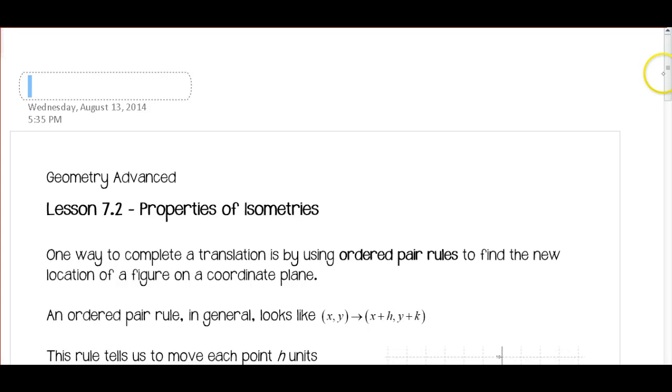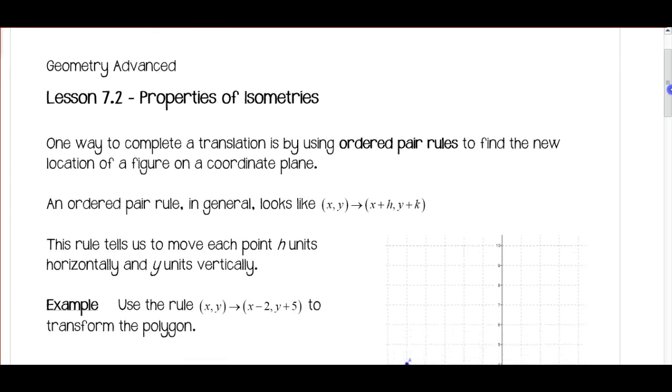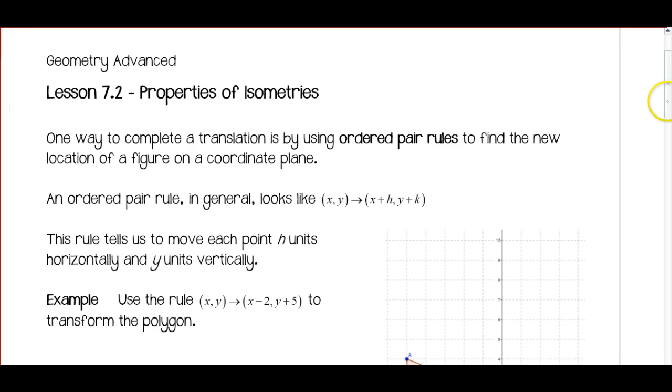Okay, this is Mr. Martin. These are the video notes for advanced geometry, lesson 7.2. So we're going to be talking about properties of isometries.